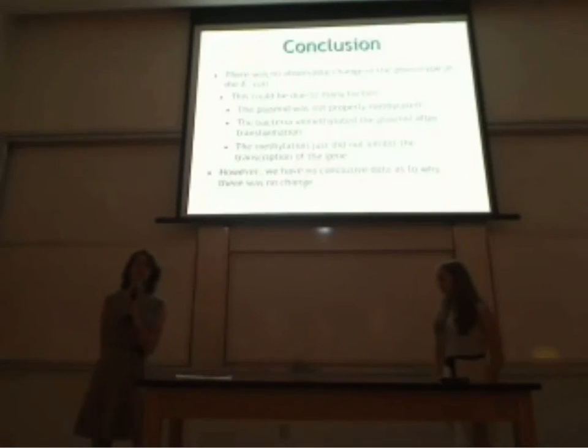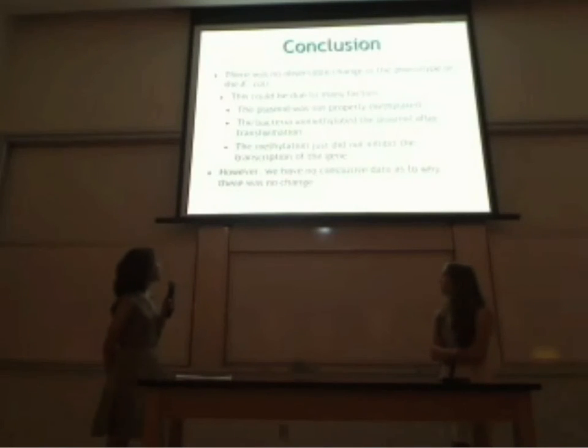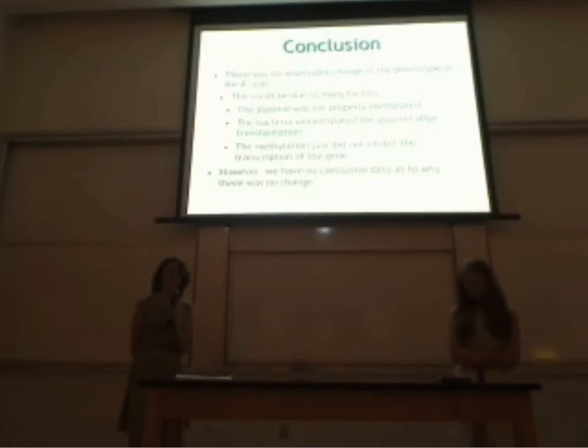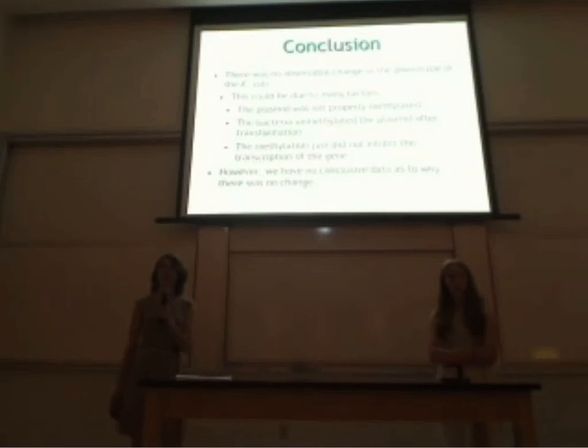So in conclusion, there was no observable change in the phenotype of the E. coli once it was methylated. And this could be due to many factors. There's the potential that it wasn't actually methylated at all. The bacteria might have unmethylated the plasmid after transformation, which is something that bacteria can do. It methylates and unmethylates as it pleases, honestly. The methylation possibly just did not inhibit the transcription of the gene. Our hypothesis might have been wrong. And so, we don't really have any conclusive data as to why there was no change. We just know that there wasn't. At least we didn't have big enough sample sizes for us to tell if there really was.